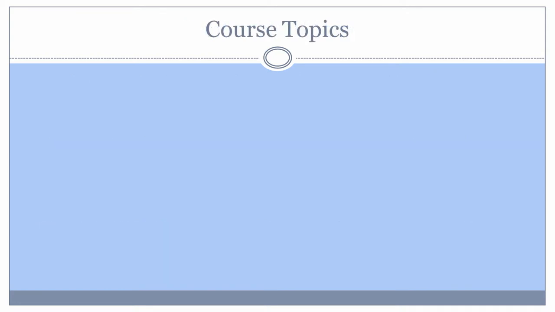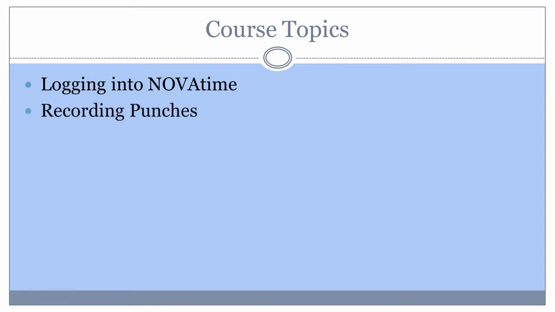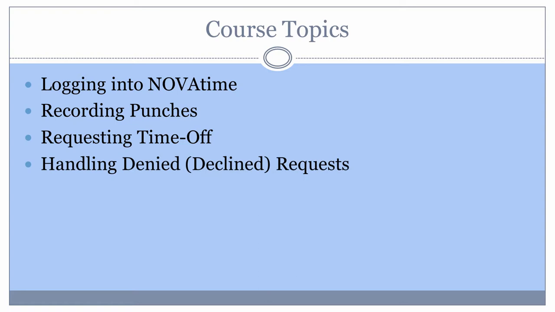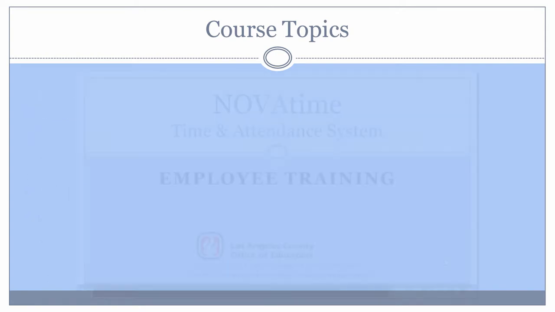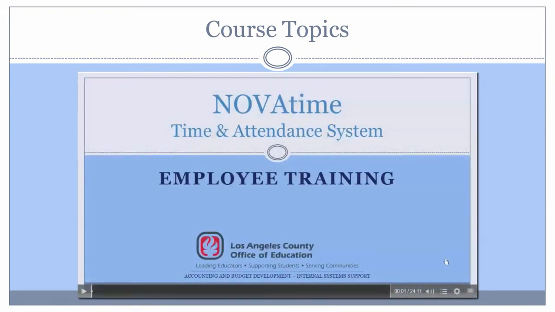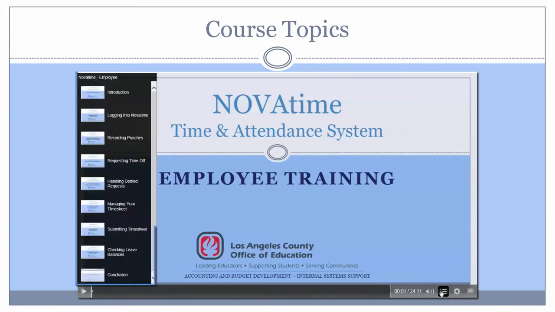This video presentation will cover the following topics: logging into NOVAtime, recording punches, requesting time off, handling denied or declined requests, managing your timesheet, submitting your timesheet for approval, and checking leave balances. You can easily navigate to any of these topics at any time. Just click the Table of Contents icon found on the lower right of the navigation bar, then click your desired topic on the Table of Contents displayed to the left side of the video.